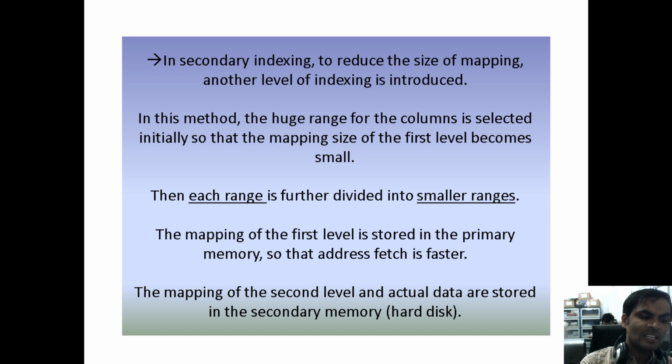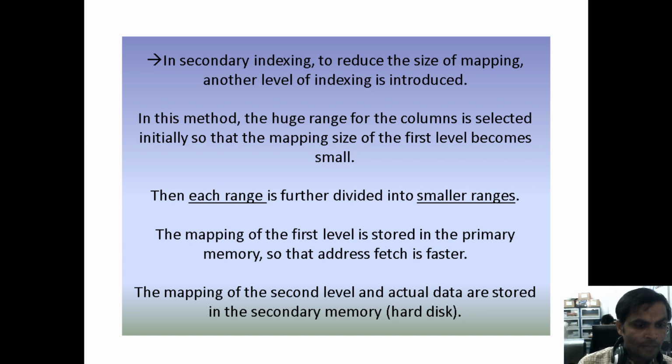From the primary index, you point to the secondary index, and from the secondary index we point to the main table. When you point to the main table, the address fetching is fast. The address fetching is fast under the primary. The address fetching is not fast under the secondary index.